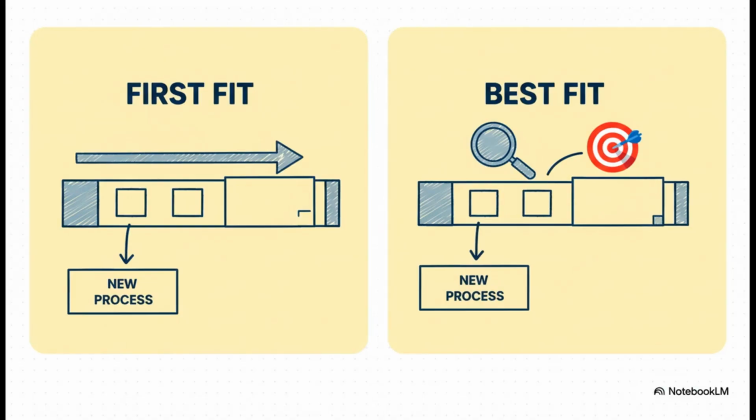And the OS uses different strategies for this. Two of the most common are first fit, which is just quick and simple. It grabs the first hole it finds that's big enough. Then you've got best fit, which is more meticulous. It searches for the snuggest possible fit to be more efficient with the space.